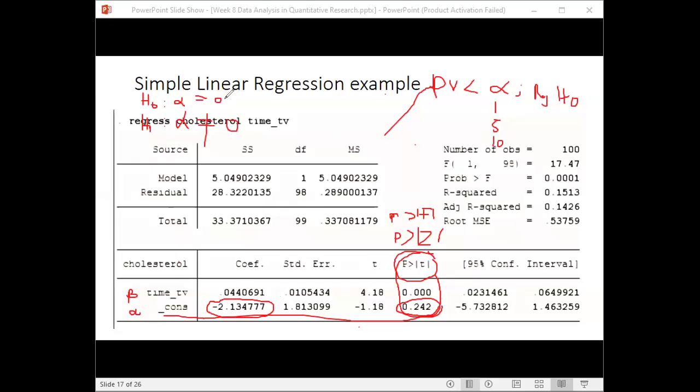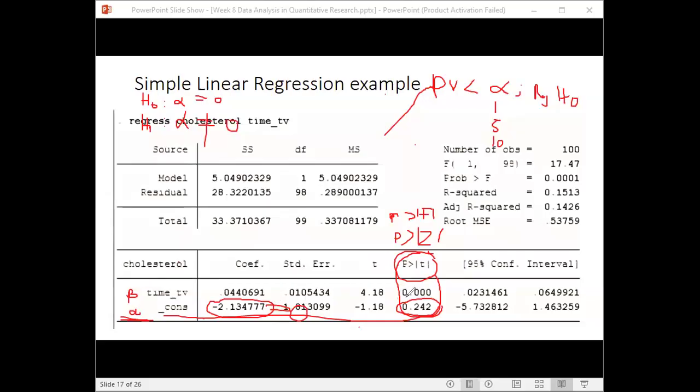If a variable is equal to 0, does it have an effect on your dependent variable? No. So in this scenario, you don't go and waste your time trying to interpret this coefficient here, alpha, because statistically, this negative 2 point whatever is the same as what? 0. So forget it. It doesn't affect your dependent variable in any way. Full stop.